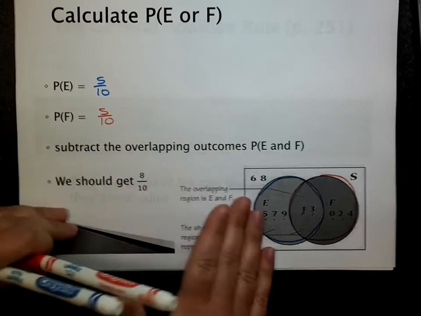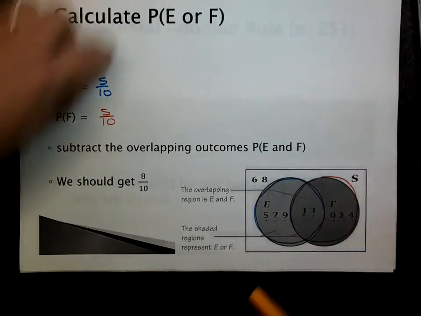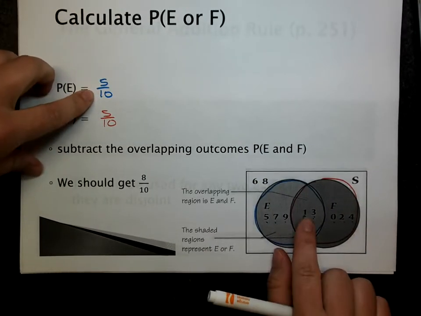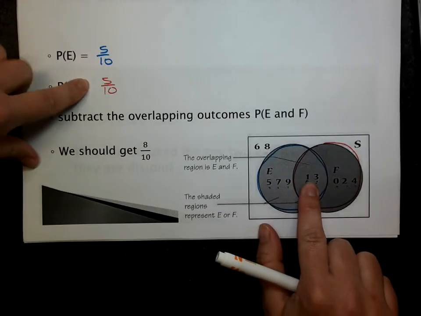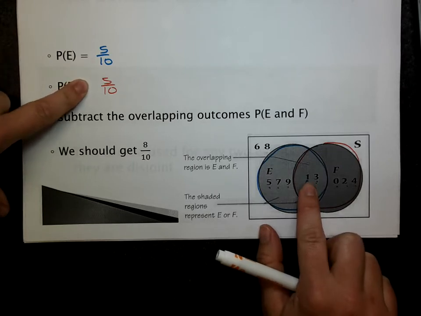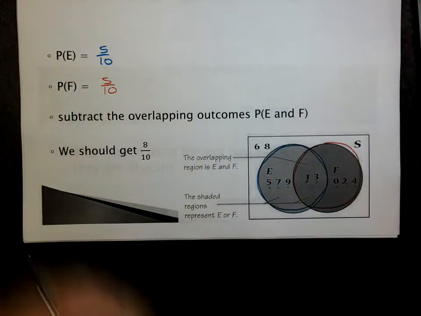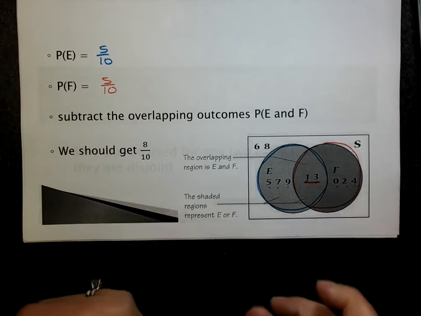So we have 5 out of 10 and 5 out of 10. The problem is this 5 out of 10 includes the numbers 1 and 3, and this 5 out of 10 includes the numbers 1 through 3. So we have a problem here because the numbers 1 and 3 got counted twice.